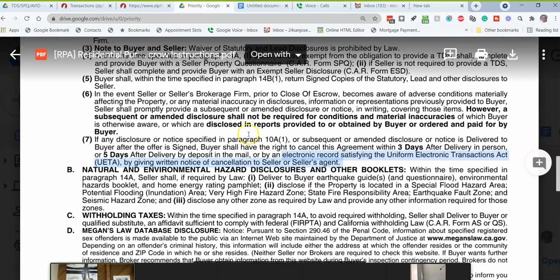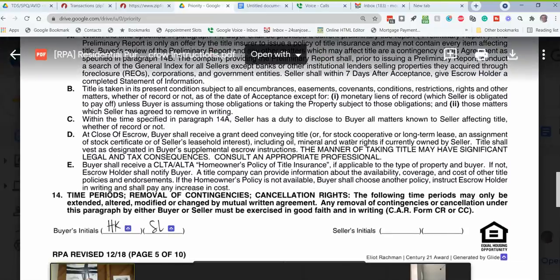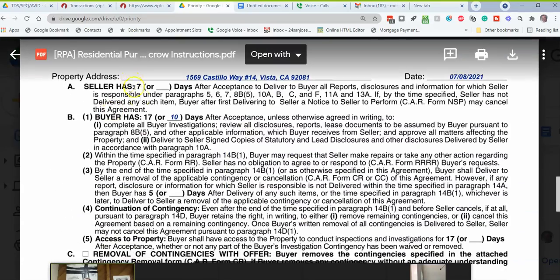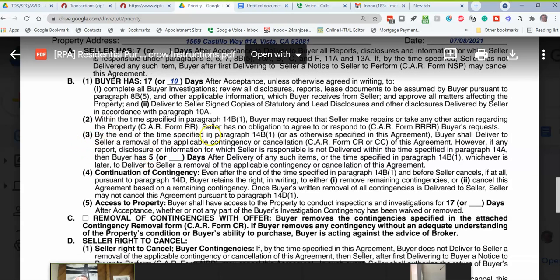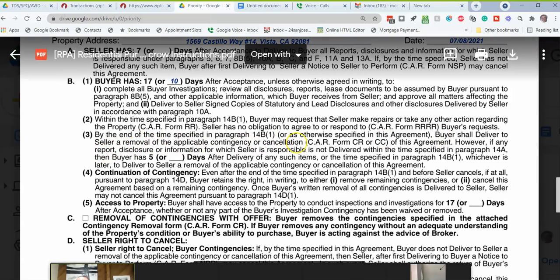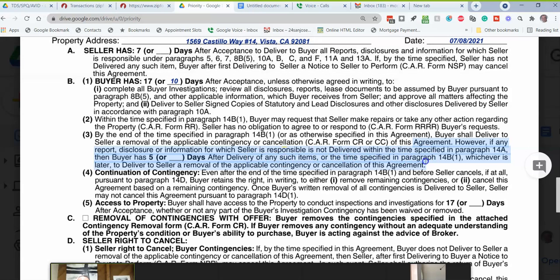And by the way, this rule is repeated in 14b3. 14 is time periods. 14b is a buyer time period. Look at 3. By the end of the time in 14b1 or otherwise specified in this agreement, buyer shall deliver to seller removal of the applicable contingency or cancellation of this agreement. However, if any report, disclosure, or information for which seller is responsible is not delivered within the time specified, then the buyer has 5 days to either remove the contingency or cancel the contract.